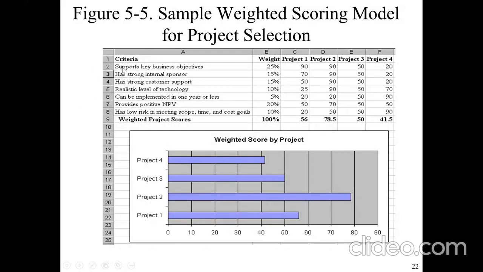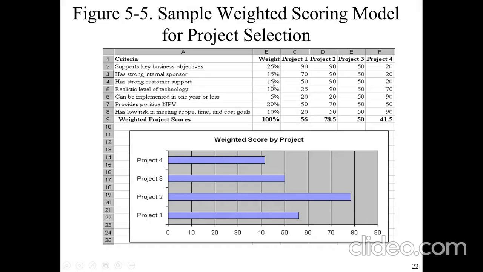Okay, so now in terms of this example, these are the criteria that we want to look at. We want to look at whether there's support for key business objectives. If you want to embark on this project, is there support for business objectives? Has this project got a strong internal sponsor? Has it got strong customer support? Has it got a realistic level of technology? Can it be implemented in one year or less? Does it provide positive NPV values? We just saw how to calculate NPVs. Has it got low risk in meeting the scope, time, and cost goals? So these are the criteria that we want to look at.